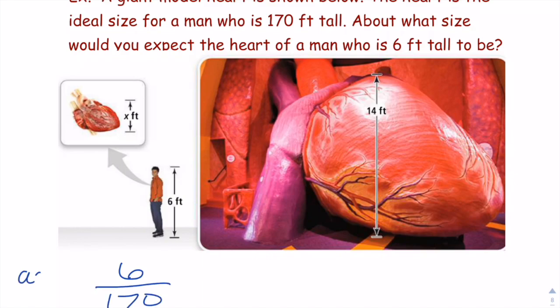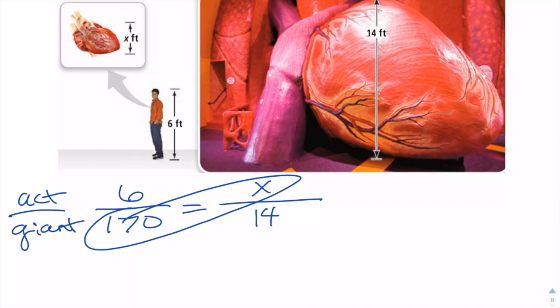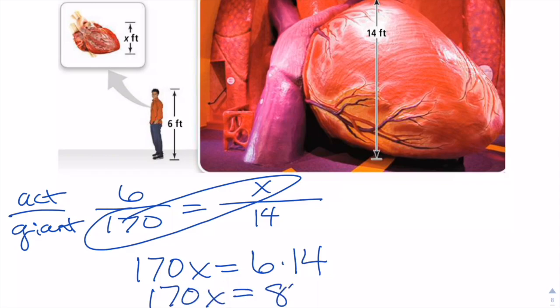So I did the actual over the giant. When I set up the other proportion, I need to do the actual over the giant. I don't know the actual size of the heart, so it's going to be x. And the size of the giant's heart is 14. Setting up my cross products to solve that, I have 170x equals 6 times 14. Continuing to solve this equation, 6 times 14 would be 84. Lastly, I'm going to divide by 170 on both sides. This answer is going to give you a long decimal in your calculator, so I'm just going to round and give an approximation, and I'm going to use my about symbol to show that it's about 498.